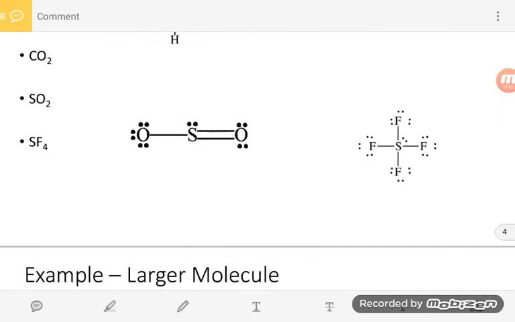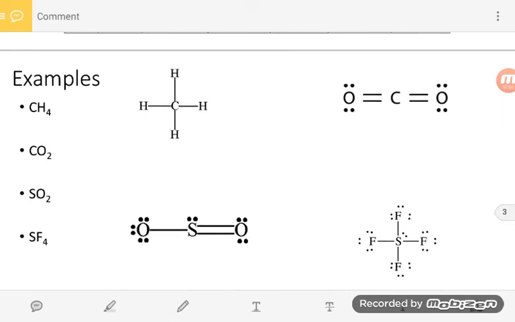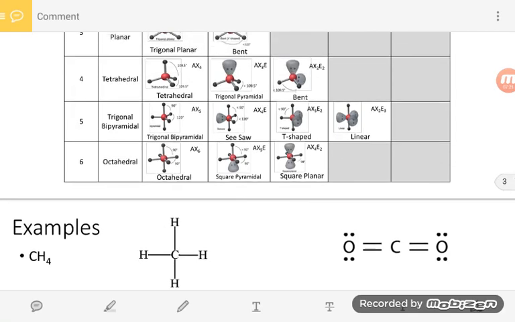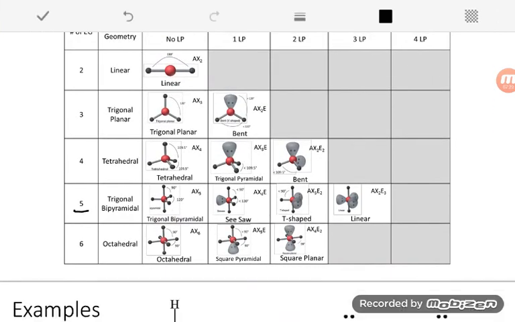Now the last example, we have SF4 here. So here we're going to look at sulfur, and again, 1, 2, 3, 4, and this one actually has 5. Don't forget about that lone pair. So 5 electron groups, that's a G, and 1 lone pair. 5 electron groups, 1 lone pair, so we go back up. 5 electron groups. My electron geometry is trigonal bipyramidal. 1 lone pair, so my molecular geometry is seesaw.